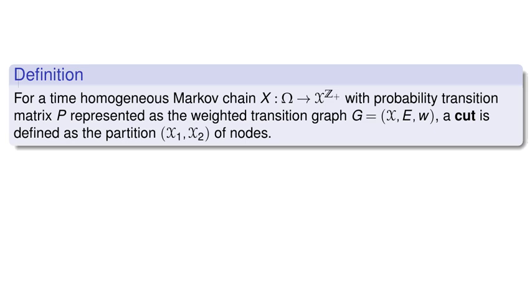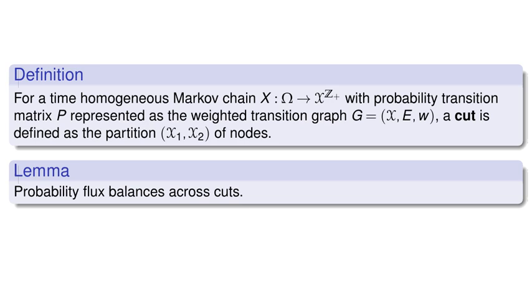Let's define a cut. For a time homogeneous Markov chain X with transition matrix P represented as a weighted transition graph G equals (script X, E, W), where E are edges and W are weights, a cut is defined as a partition of the nodes into two sets, script X1, script X2. We have a lemma stating that probability flux balances across cuts.